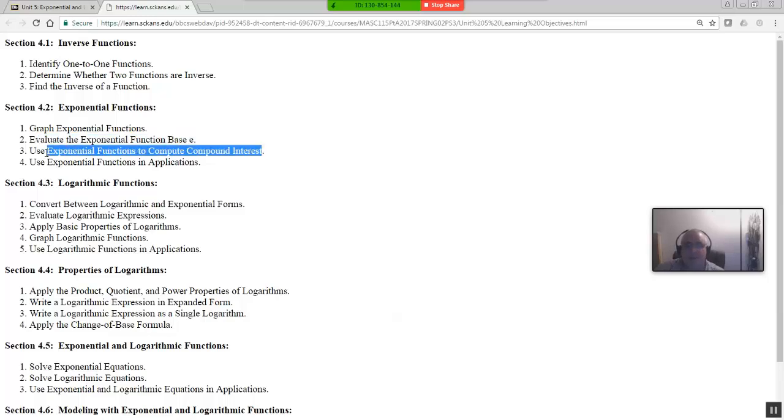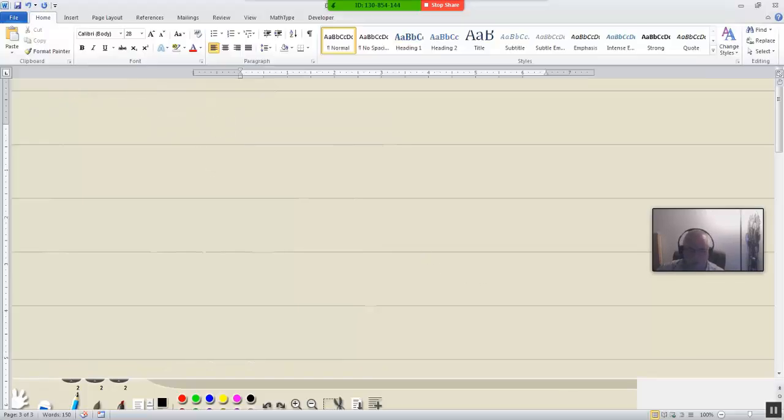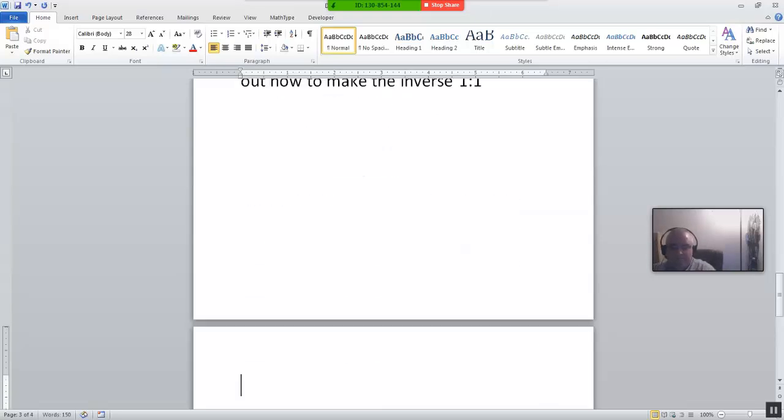Now, this says use exponential functions to compute compound interest. Now, this one goes hand in hand with use exponential functions in applications. So I'm only going to show the compound interest. Let me clear that off. Now, compound interest.